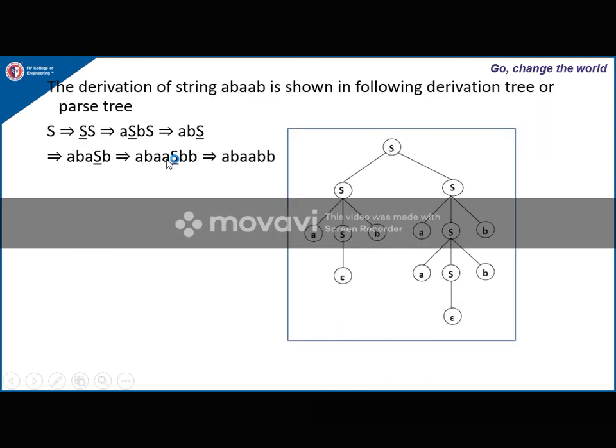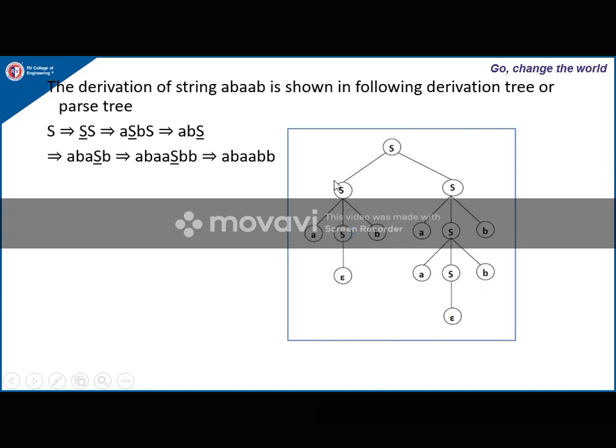Now, this I can show by writing the derivation tree like this. S derives SS. So, S is the root and it has the leaves SS which are here on the RHS. Now, for the first S, that is on the left, I have to replace this S by ASB. So, ASB will be the child for this S. Now, for this S I replace by epsilon.